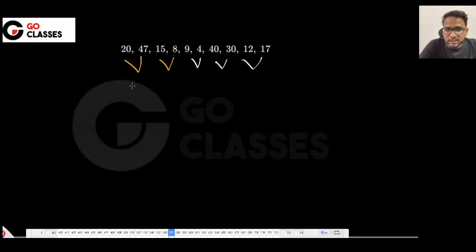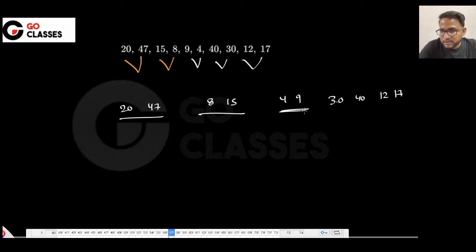So you will be merging these elements. Now it is just 20 47, then 8 15, then 4 9, 30 40, and 12 17. Basically you need to understand that it is just one array. These are not multiple arrays; it is just one array in which this is happening. Second, it is not happening in parallel. It might happen in parallel if you want to, but currently it is not.